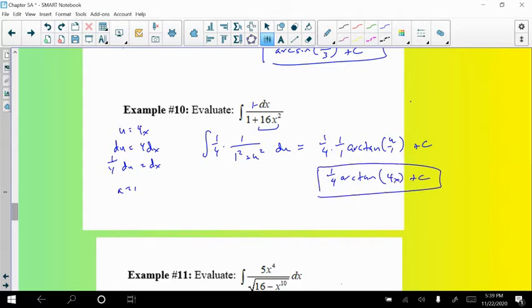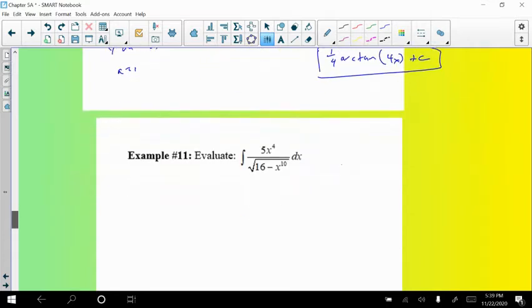So again, even if you thought, oh, that's so easy, I didn't need to use substitution, I still think you should get in the habit, because it makes sure you have everything lined up and know what is the u and what is the a.